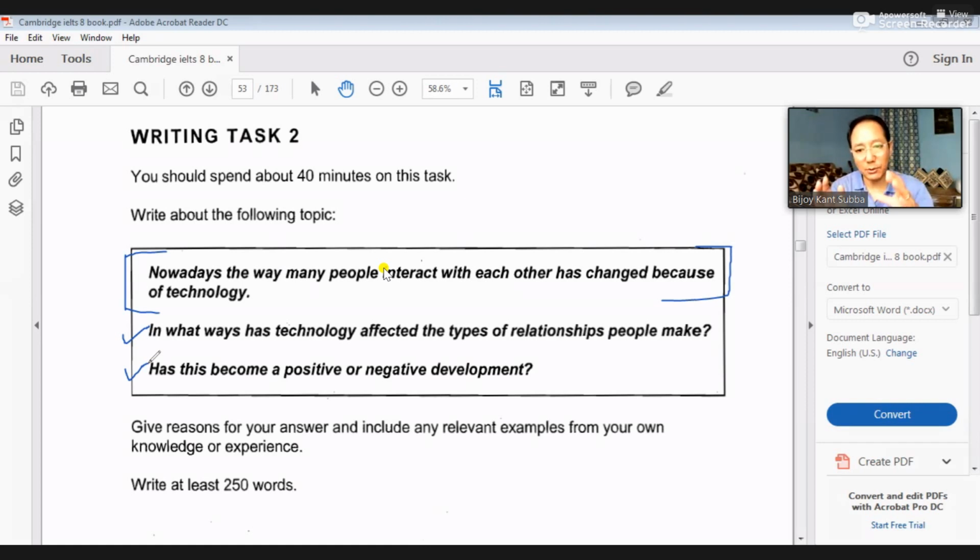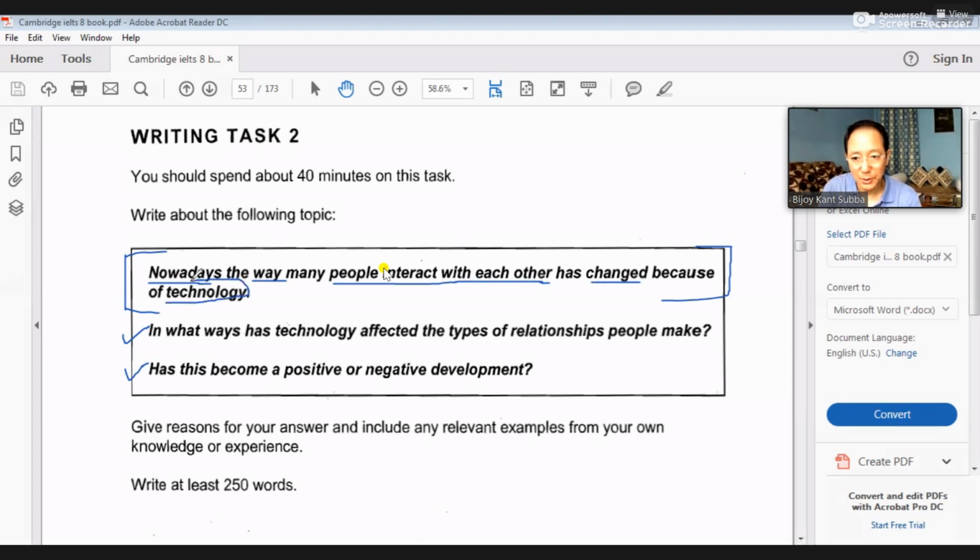This essay falls under the other group called descriptive or account group. So this is a double question essay. Now your topics are here. Nowadays, we're talking about the present moment. The way many people interact with each other has changed because of technology. Underline the main topic. So it's about nowadays: the way people interact with each other has changed, most importantly because of technology.